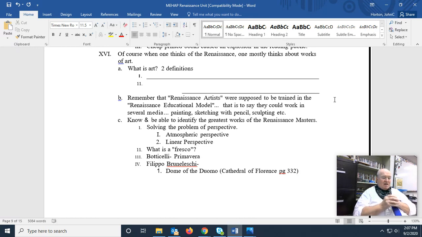Now the second definition is even simpler than the first. It comes from the greatest artist of the 20th century, a guy by the name of Pablo Picasso. Pablo Picasso was born in Spain, but he spent most of his life in Paris, France, because if you were an artist, that's where you went.